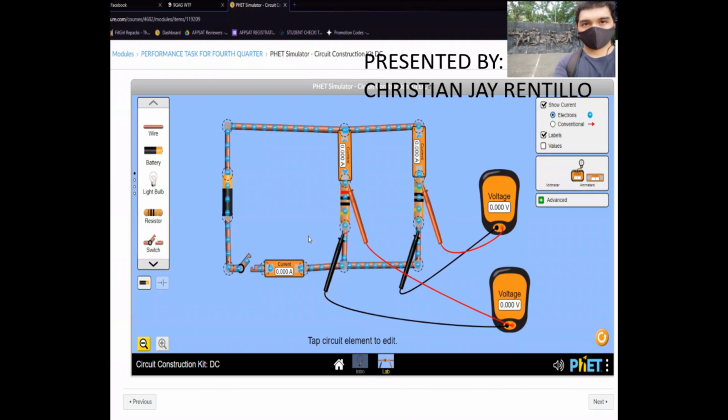For the final trial, we set the value of our first resistor at 20 ohms and our second resistor at 50 ohms. After turning on the switch, our first current is 4.25 amperes, and our second current is 1.70 amperes. For our total current, we have a value of 5.95 amperes. And for our voltages 1, 2, and our total voltage, the value is 85 volts.